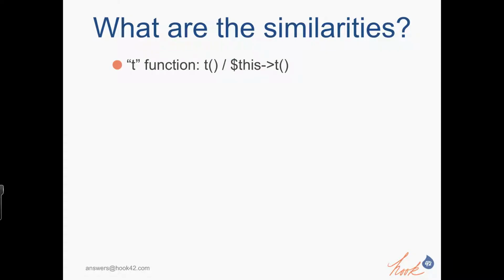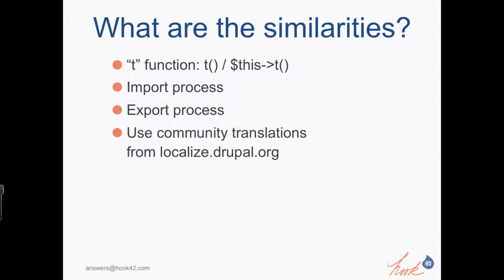So what are the similarities? The t function still exists, although in Twig, which is the layout system for Drupal 8, some of the syntax is different because Twig is a different type of language. The import process between the strings is very similar as well. Also the export process, you import PO files and you can export PO files to send off to your translation teams. And they both can use community translations from localize.drupal.org.